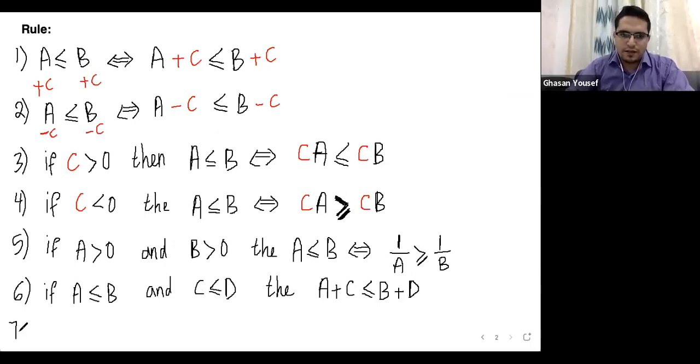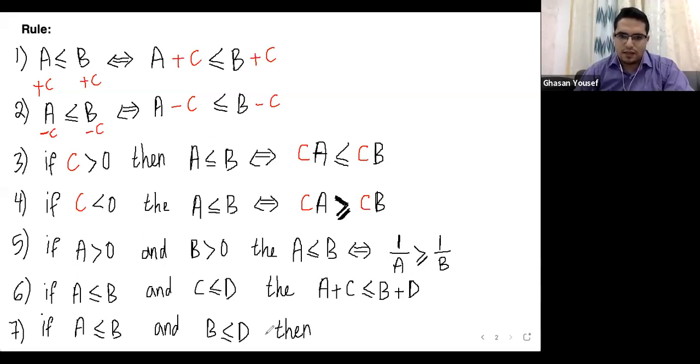Now, number 7, the last one, is the transitive property. If I have an inequality A less than or equal to B, and I have another inequality B less than or equal to D, then the transitive property says A is less than or equal to D. So this is called transitive.